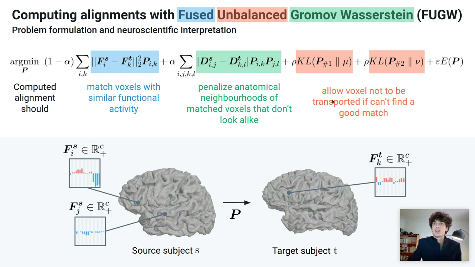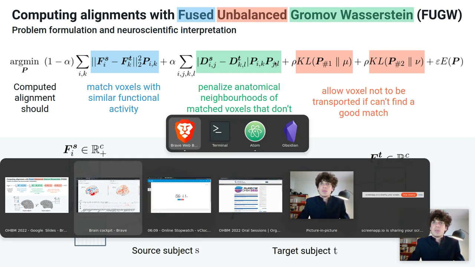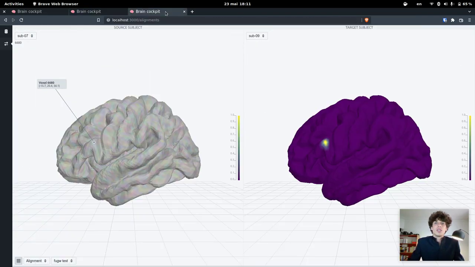I'll just skip the rest, but come and visit us at the poster if you're interested in the rest of the story. But basically what I want to show you here is that the couplings that we derive, we can actually watch them in Brain-cockpit. So here what you see to the left is the anatomy of the source subject, what you see to the right is the anatomy of the target subject.